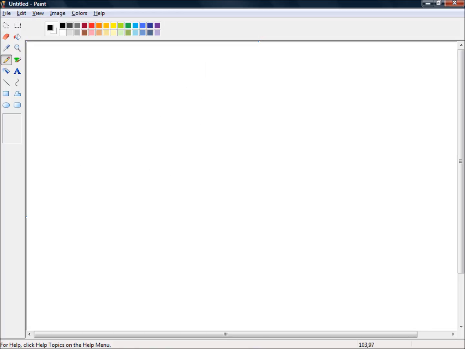Okay, let's try another one. Let's try something like 3 to the power negative 2. Well, that's just equal to 1 over 3 squared, and 3 squared is equal to 9, so that's 1 over 9. Okay, why don't we try one more example?